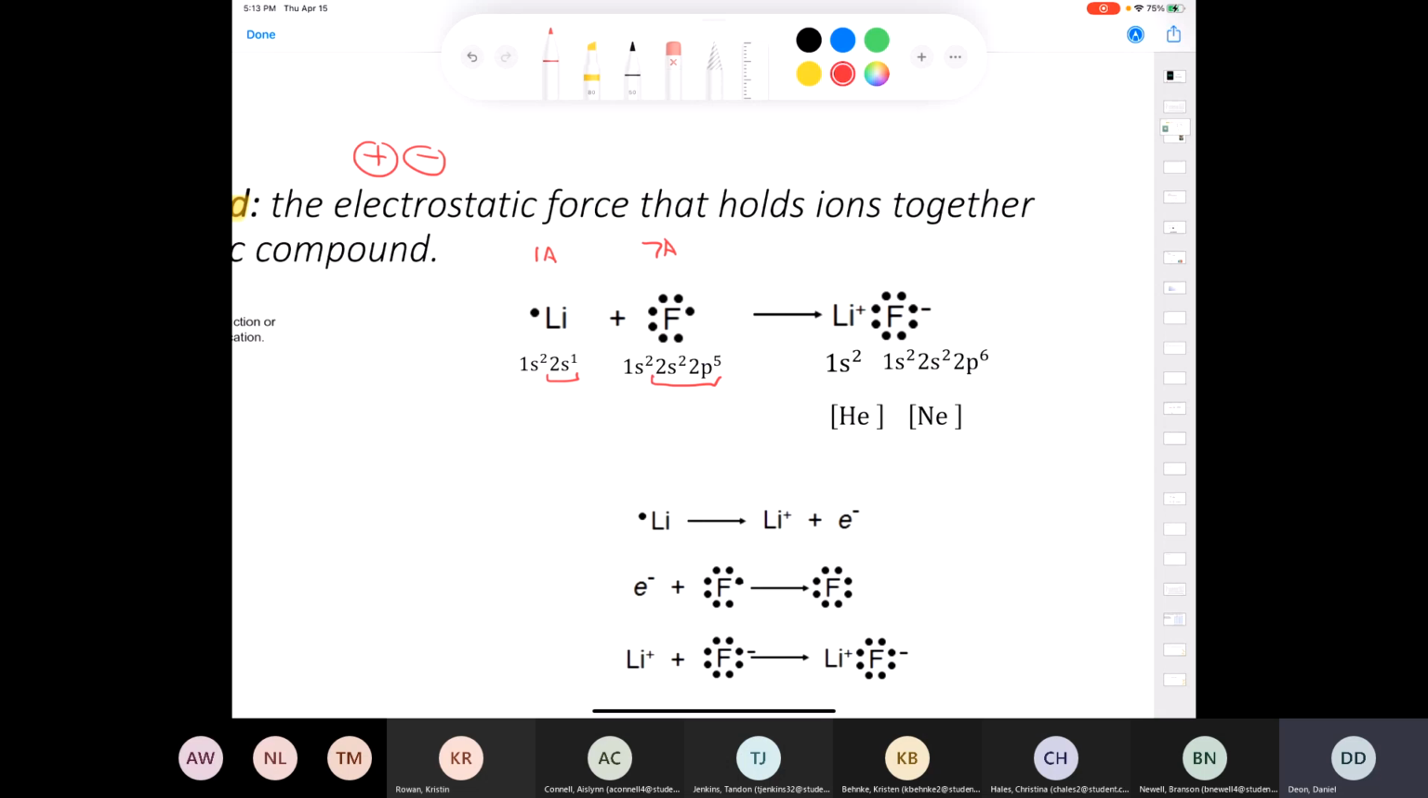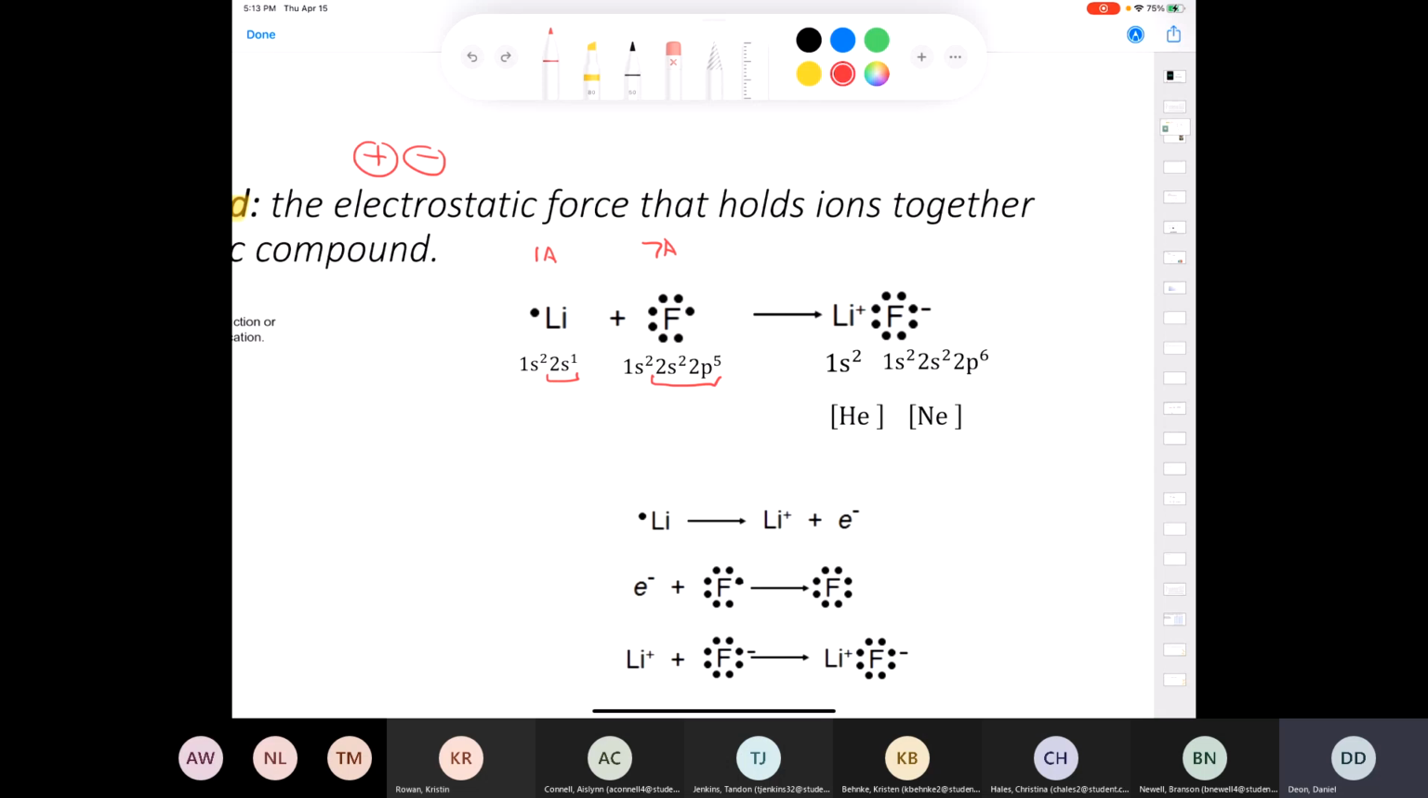Now look at what happens. We make this ionic compound, lithium fluoride, and if you look at the electron configurations of the cation and the anion, you see that they're both isoelectronic with a noble gas. It's like, haha, we did it, right? Again, the elements have that identity crisis, if you will.